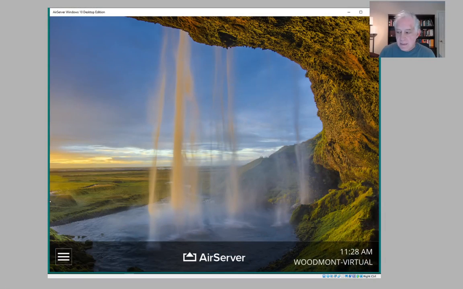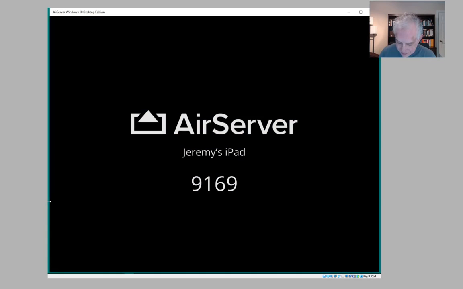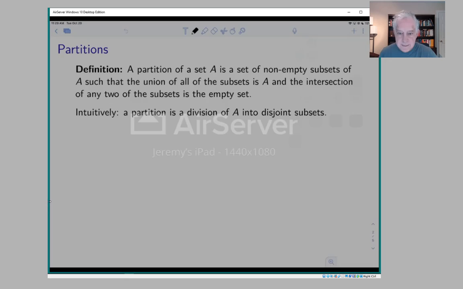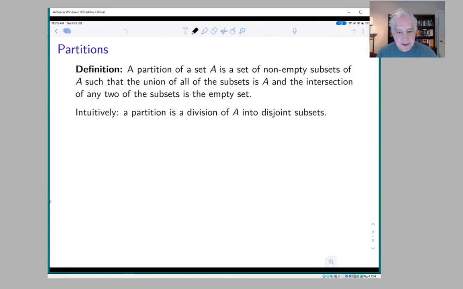So, oh dear. There, you got a little glimpse behind the window of all my stuff here.